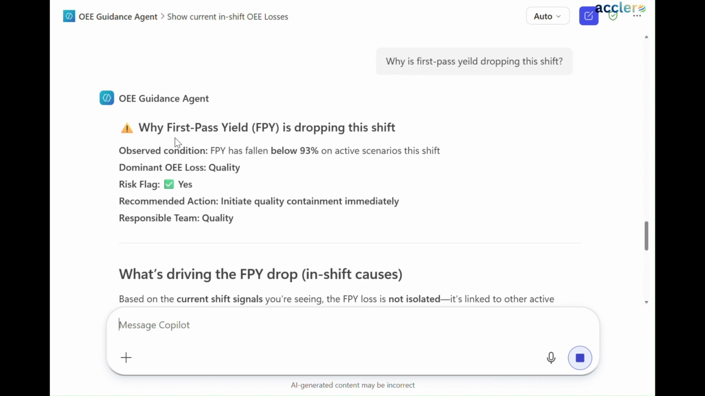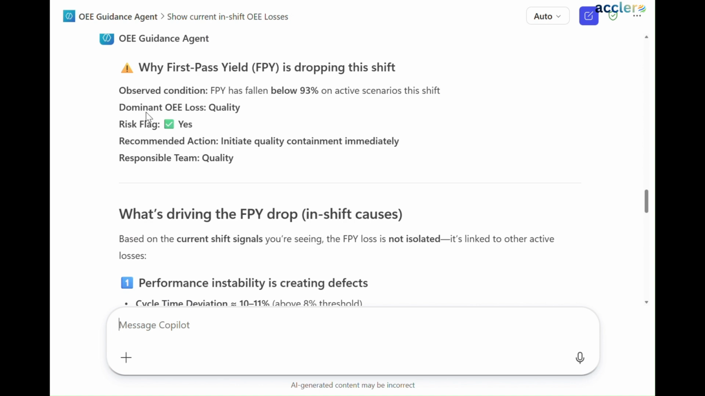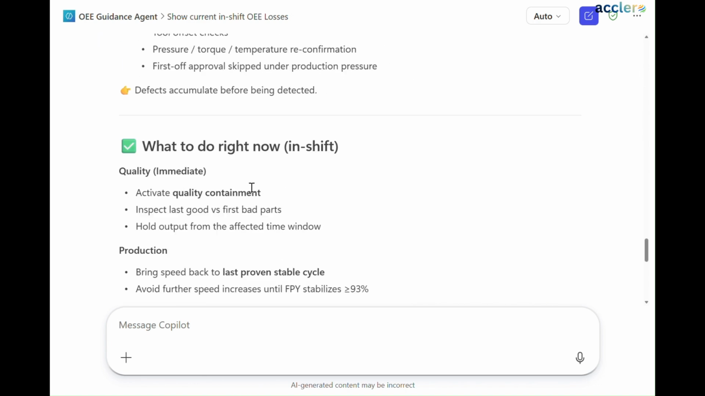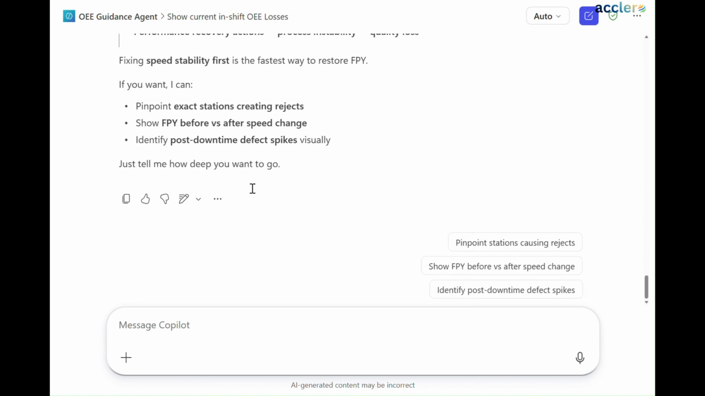Here the agent answered why first pass yield, FPY, is dropping this shift. It gives the observed condition, dominant OEE loss, risk flag, and recommended action with responsible team. So here it gave the content.